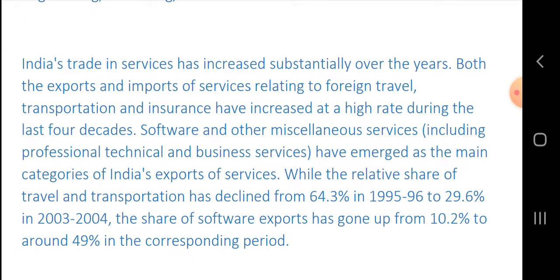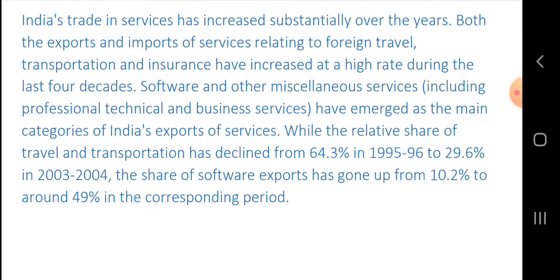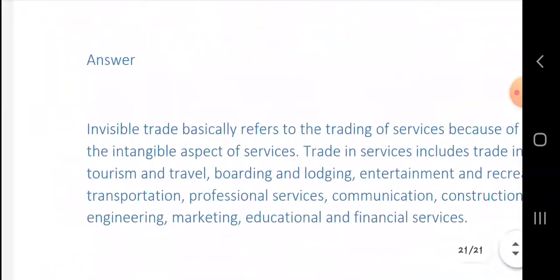Software and other miscellaneous services have emerged as the main category of India's export of services, while the relative share of travel and transportation has declined from 64.3% in 1995-96 to 29.6% in 2003-2004, and software exports have grown to 49%.